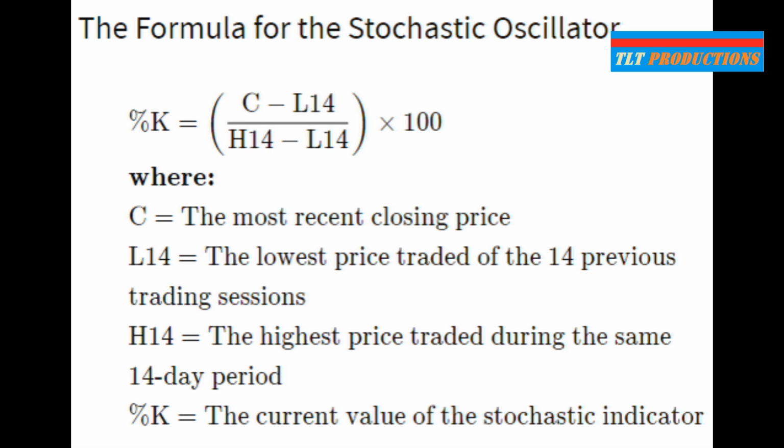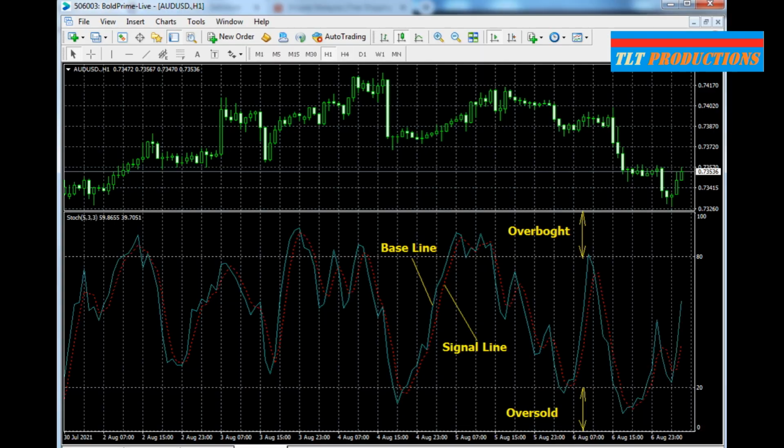The formula used for the stochastic oscillator is as follows: %K is defined as the current value of the stochastic indicator. C is the last closing price. L14 is defined as the lowest price of the last 14 periods. H14 is the highest price of the last 14 periods. %K is C minus L14 over H14 minus L14 times 100. The resulting value of %K is the current value of the stochastic indicator.